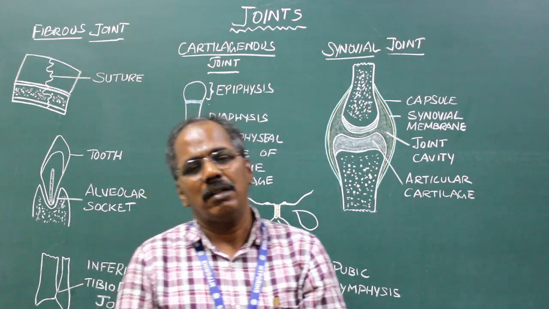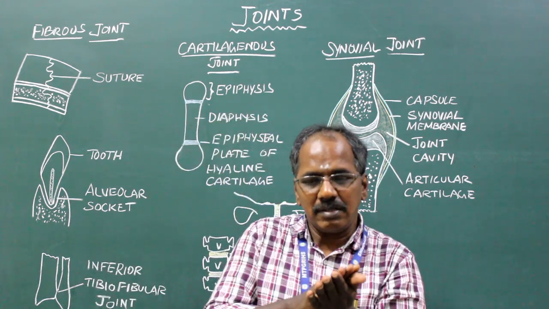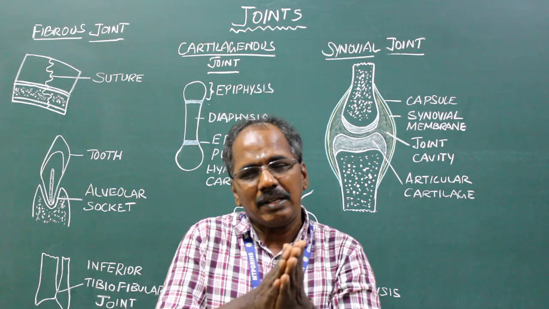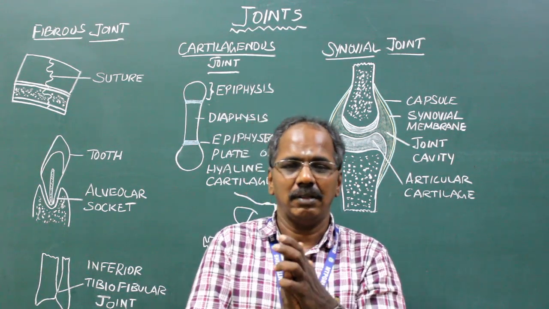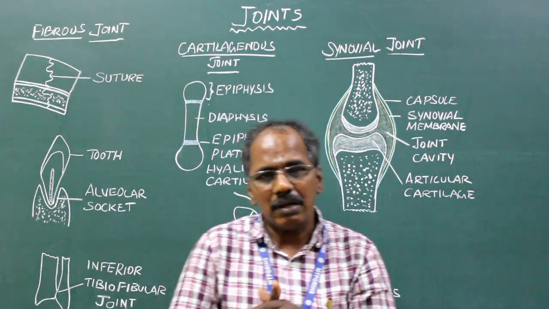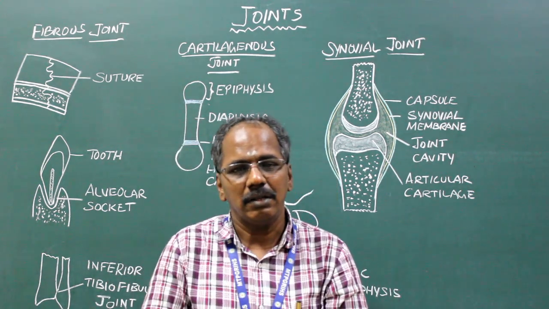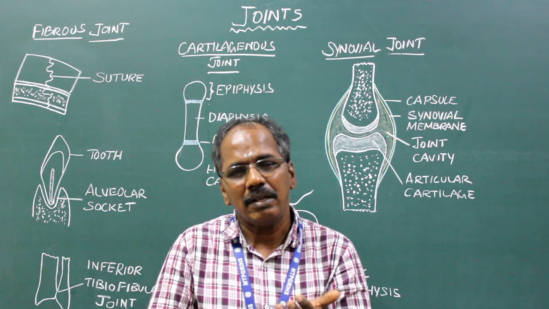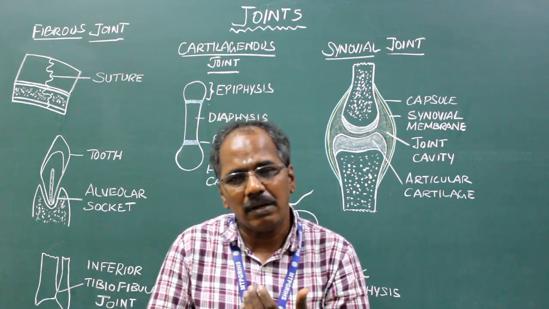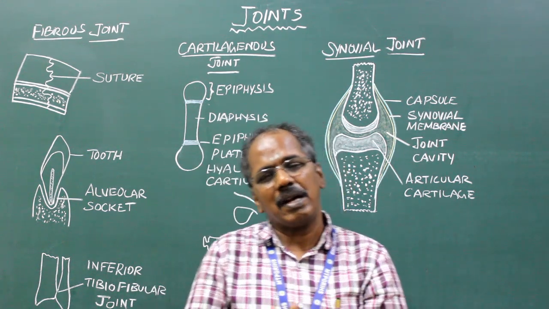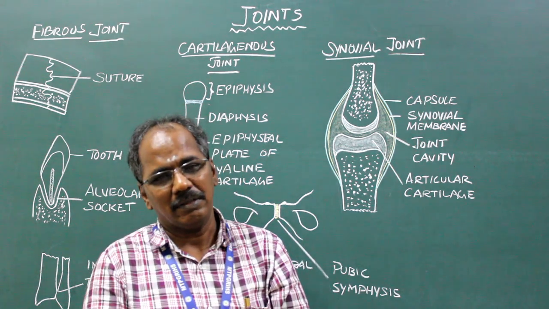Plane variety. In this, the two articular surfaces are smooth and plane, and they glide over each other. Example, superior tibiofibular joint, acromioclavicular joint, intercarpal joint, intermetacarpal joint, and intermetatarsal joints.